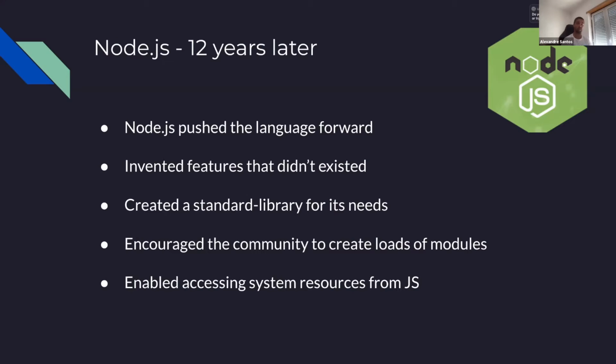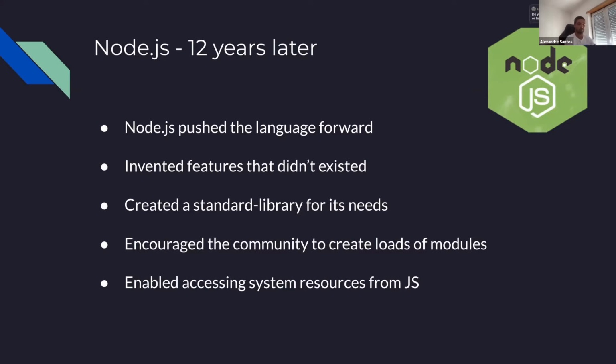It also created, of course, a standard library for its needs, so to access the file system, the path, crypto APIs, and so on. So all of that was created together with Node at a time where JavaScript didn't have many of the features it has today. And JavaScript in Node providing a very low-level API also encouraged people to create loads of modules. We all know of LeftPad and those one-liner NPM modules that people create and use, and that can be both a good and a bad thing.